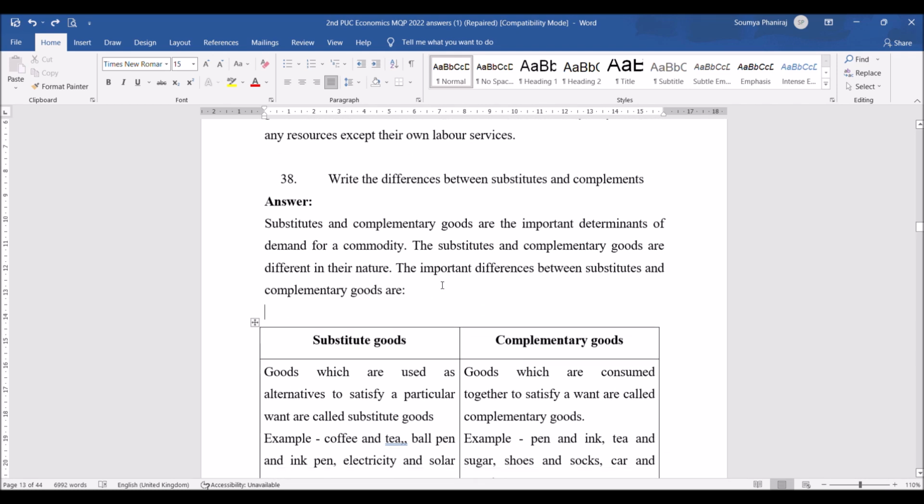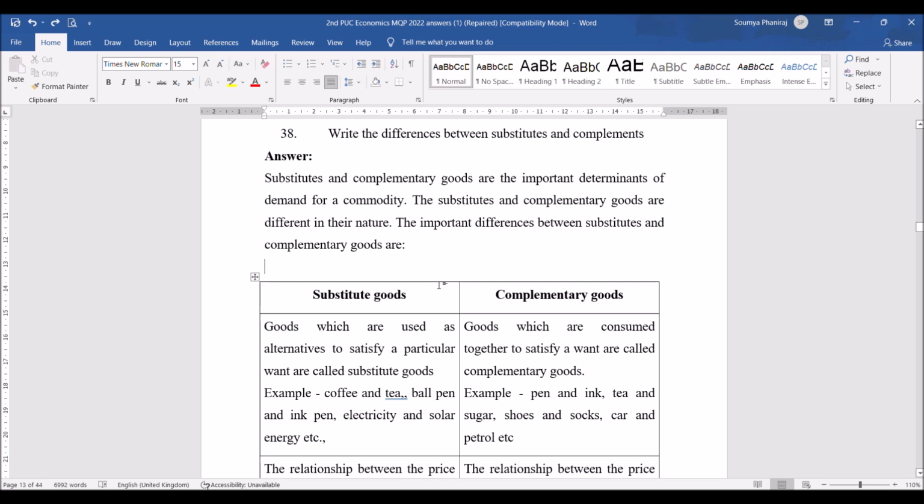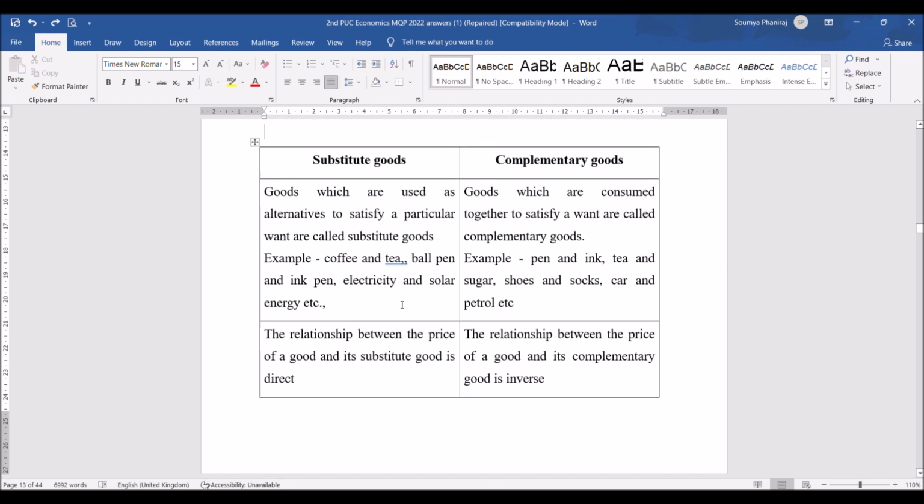Just writing 4 sentences or 4 differences, you cannot expect to get more marks. So the explanation should be candid and it has to be related to the question. So substitutes and complementary goods are the important determinants of demand for a commodity. So here I have explained both substitute goods and complementary goods in the columnar format. So first is about meaning. Goods which are used as alternatives to satisfy a particular want are called substitute goods. Goods which are consumed together to satisfy a want are called complementary goods.